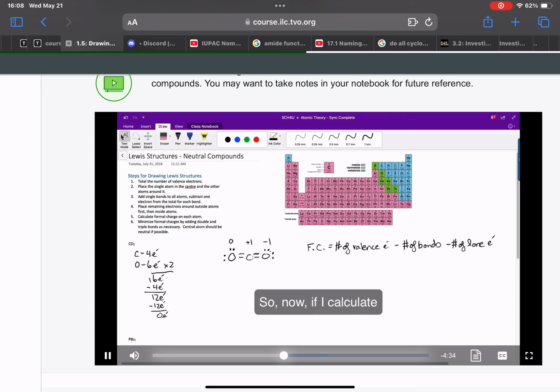So now, if I calculate the formal charge on the oxygen, it had 6 valence electrons, 5, 4, 3, 2, 1, 0. And if I take the carbon, it had 4 valence electrons, take away 1 for each bond, 3, 2, 1, 0. Since all atoms now have a minimized formal charge, and in this case a formal charge of 0, I know that my structure is correct. Let's look at another example.